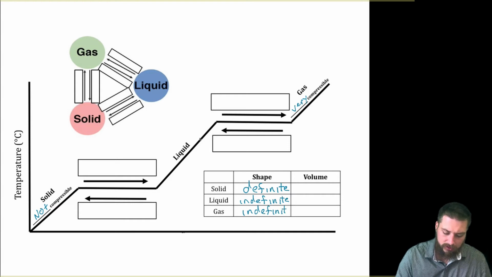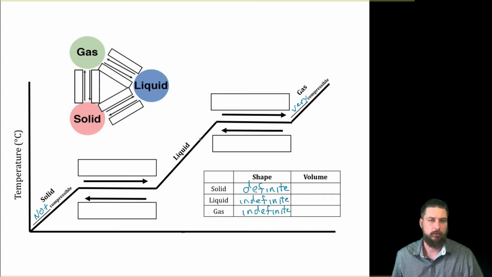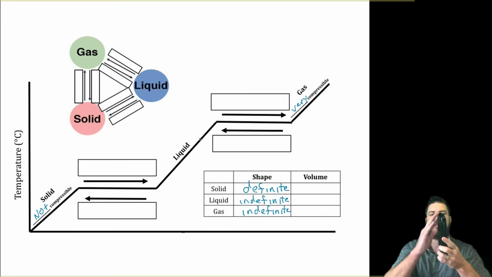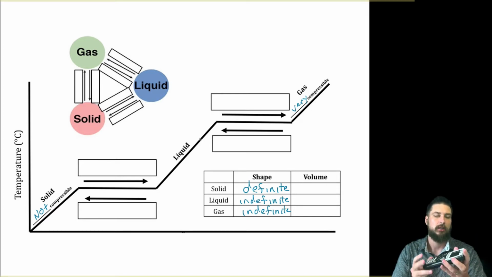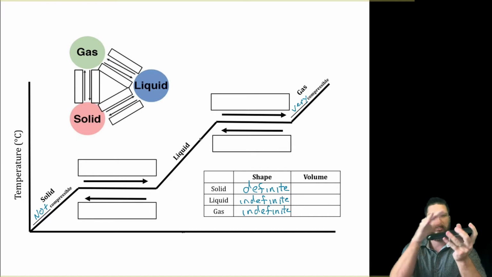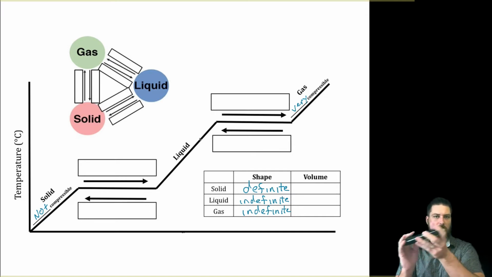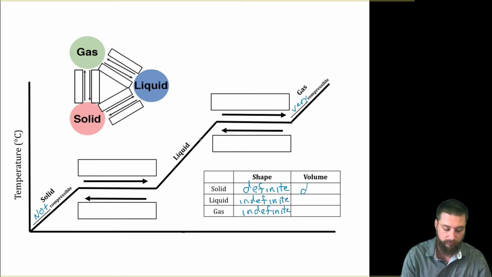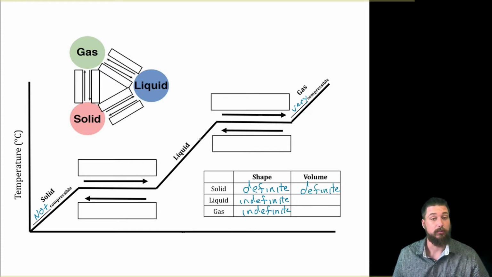Now, talking about volume is how much space something takes up. And so if we think about a solid, when we think about the calculator here, how much space does it take up? Is it definitely this much space? Or can it take up a different amount of space? Well, it's definitely taking up this much space. No matter where I put it, it's definitely taking up that much space. So this is definite as well. So for volume, a solid has a definite volume. So the amount of space it takes up is definite.